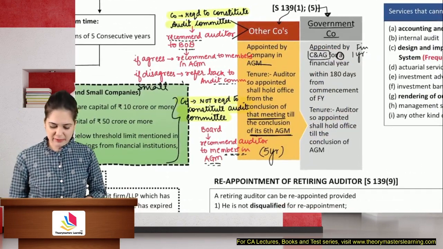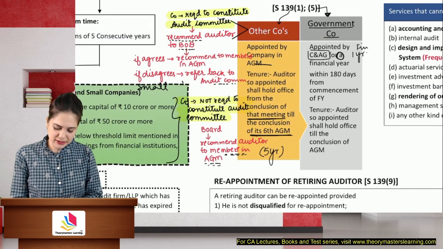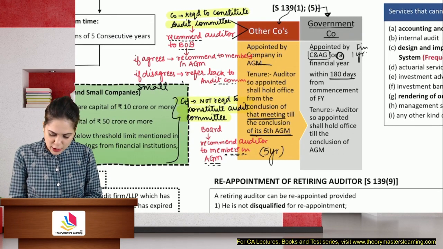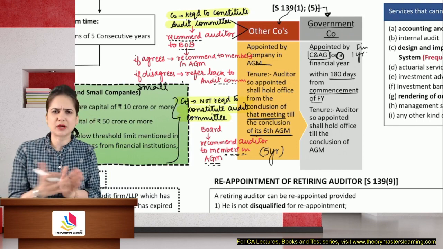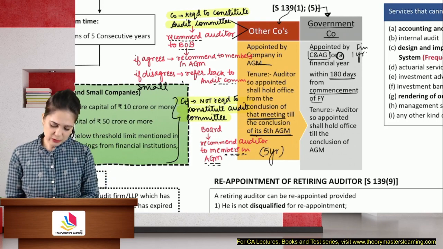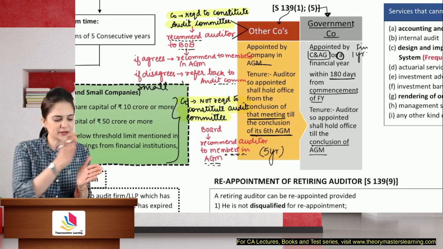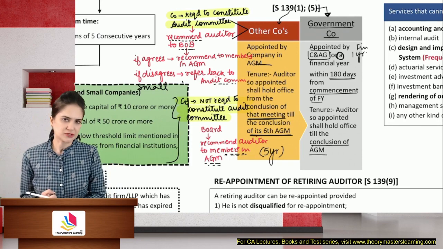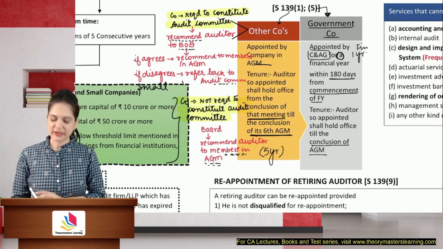But in case of a government company, the auditor is appointed only for a financial year, and he will be appointed within 180 days from the commencement of the financial year. So the Comptroller and Auditor General of India shall, within 180 days from the commencement of the financial year, appoint the subsequent auditor, and this auditor will hold office till the conclusion of the annual general meeting. So whenever he is appointed, from that day till the conclusion of the annual general meeting. So only for a financial year, appointment will be within 180 days.